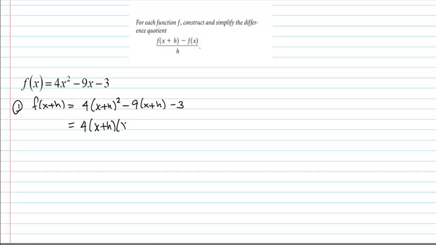Let's go ahead and construct and simplify the difference quotient for the function 4x squared minus 9x minus 3. Step 1 is to find out what f of x plus h is. That is, everywhere you see an x, you replace it with x plus h. Remember, to square a binomial means we're going to multiply it by itself. So the squaring of x plus h should end up being x squared plus 2xh plus h squared.